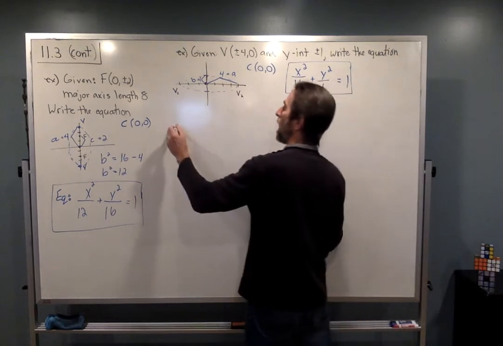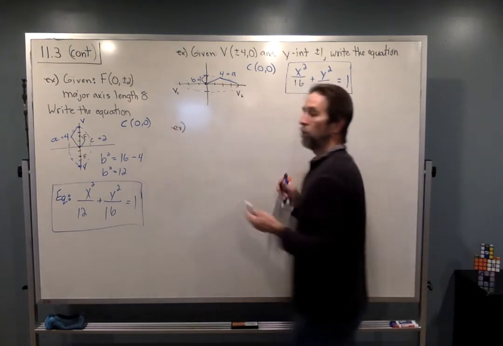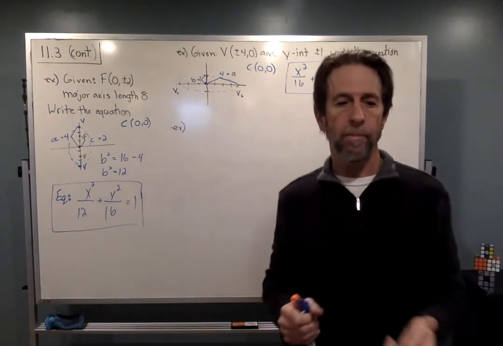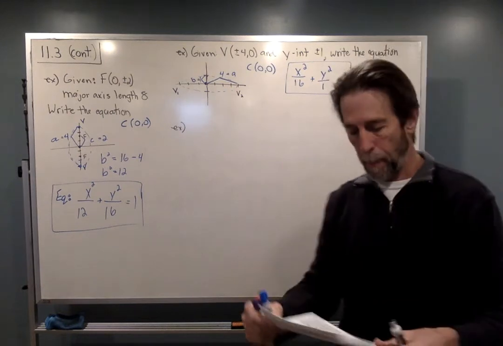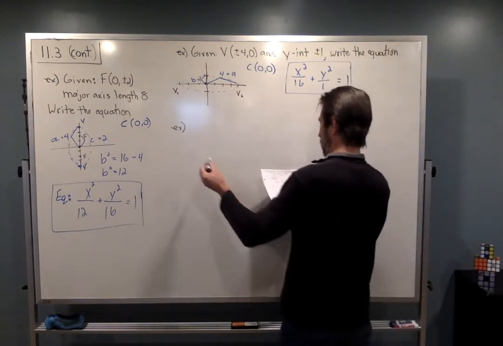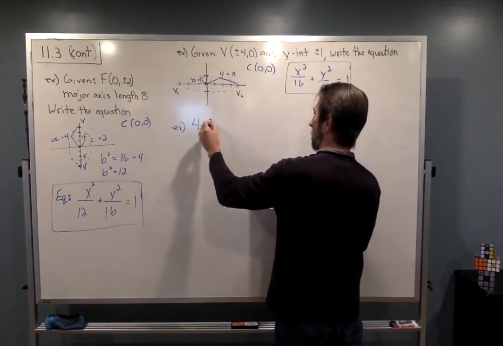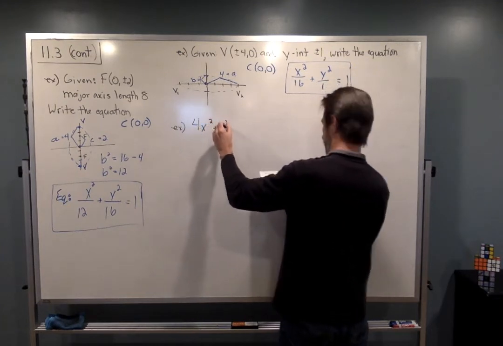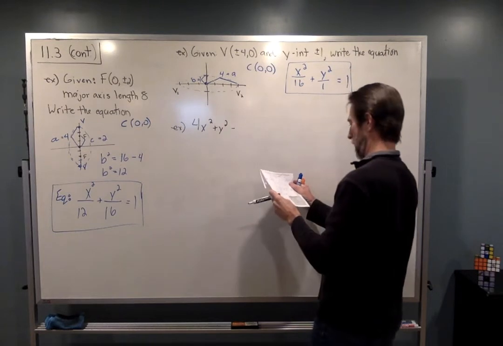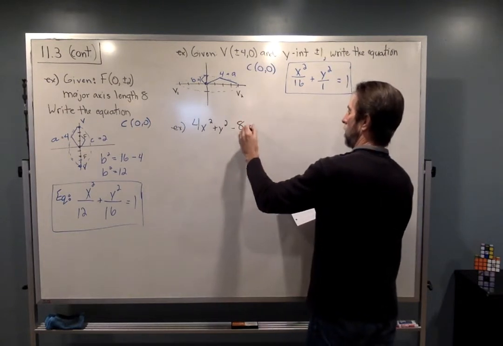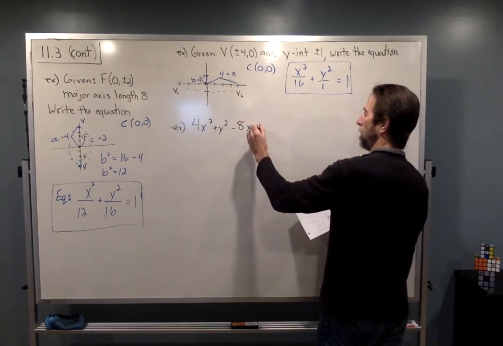One last example. This one's going to involve a little bit more algebra, not as much of the geometry. Basically, I'm going to be given this ellipse in terms of a more general equation.